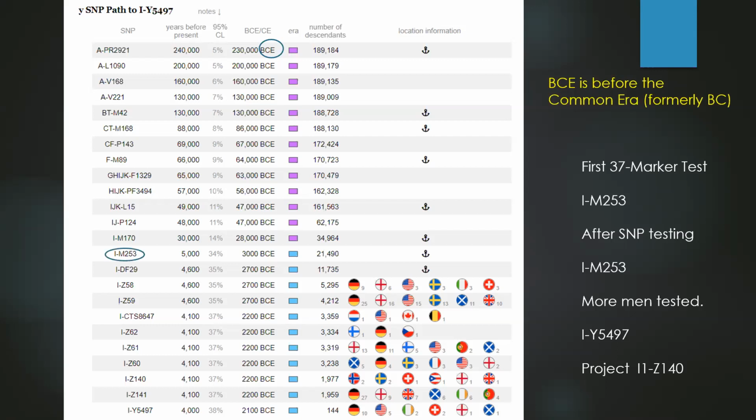So this is the M253 where he initially tested. This is the Y5497. And then there's a Z140 group that he is in now and just recently in. So I don't know a lot about that project yet, but I am investigating.